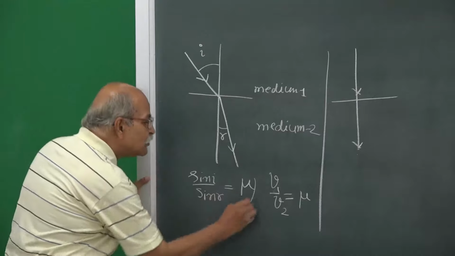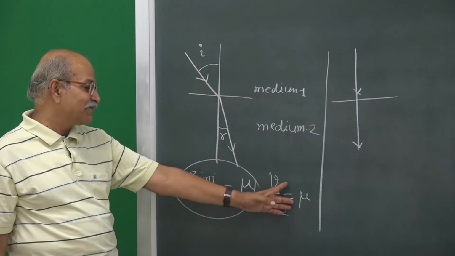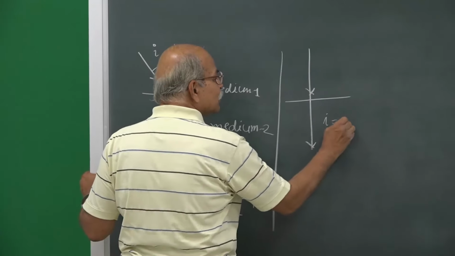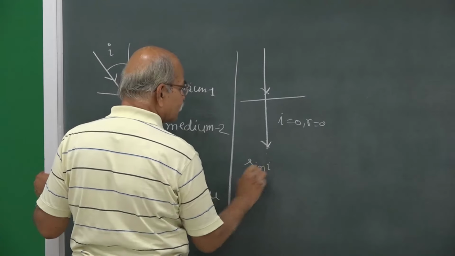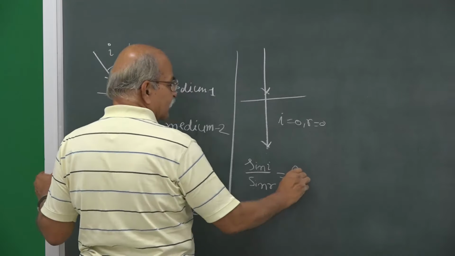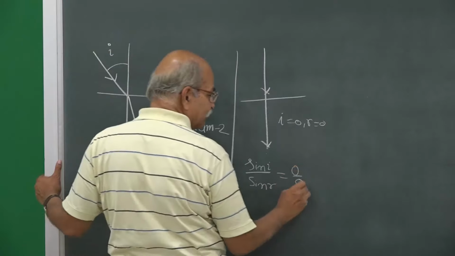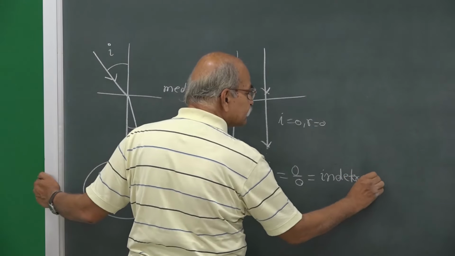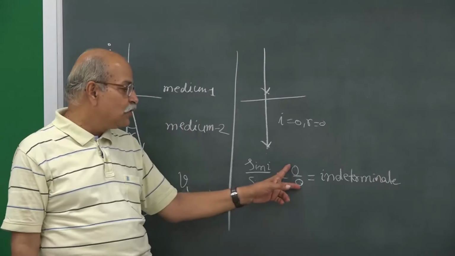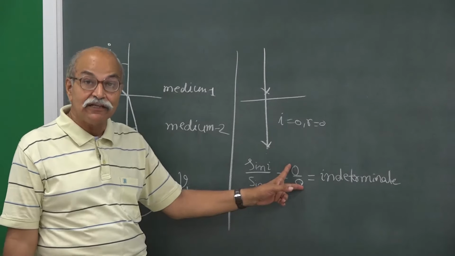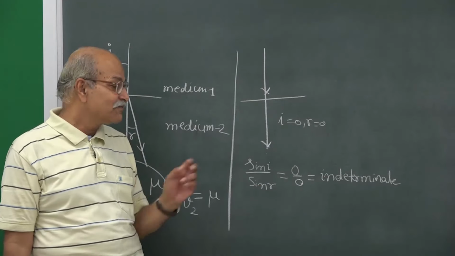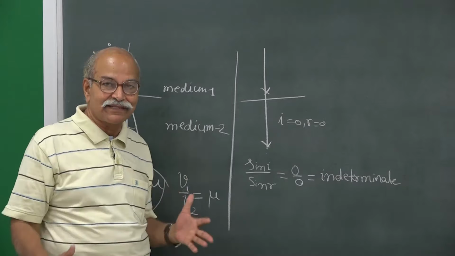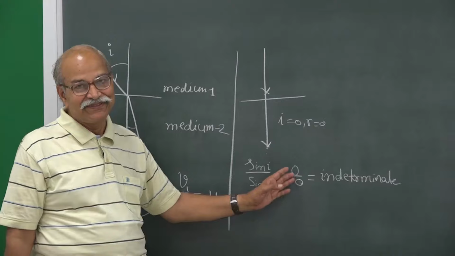Now, the question is, can I use this definition? Of course, this definition is very much there. Can I use this definition for normal incidence? As Shivam writes, in this case, i is 0, r is 0, and if I write sin i by sin r, it is 0 by 0. He writes that it is infinity, it is not infinity, it is indeterminate. What does it mean? It means its value cannot be specified, it can have any value, that is important. Its value is not one specific constant. That is why it is called indeterminate. So, depending on the context, it can have many different values.